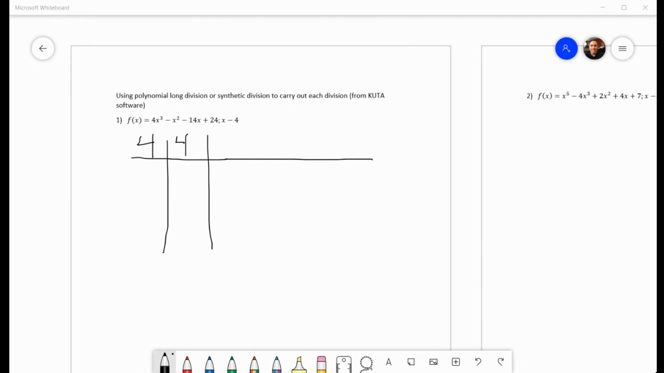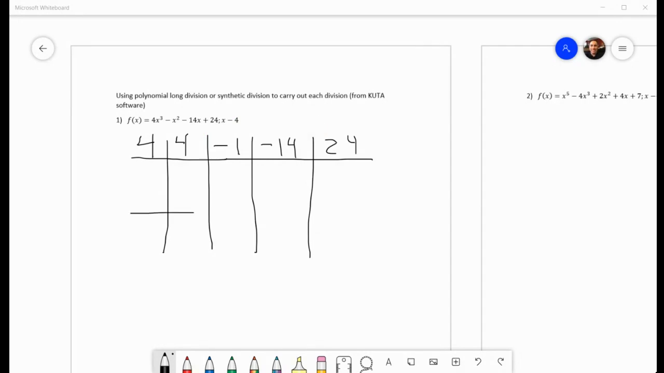So we have 4, and the second 4 is from the leading coefficient. We have negative x squared, so that's minus 1. Looks like we have minus 14 is next. And then it looks like we have 24. All right, that's good.